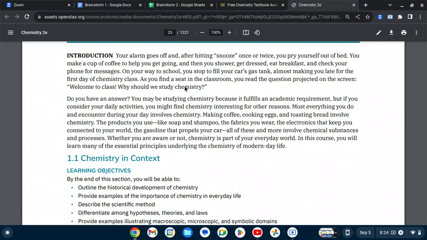Making coffee, cooking eggs, toasting bread involve chemistry. The products you use, like soap and shampoo, the fabrics you wear, the electronics that keep you connected to your world, the gasoline that propels your car, all of these and more involve chemical substances and processes. Whether you are aware or not, chemistry is part of your everyday world. In this course, you will learn many of the essential principles underlying the chemistry of modern day life.